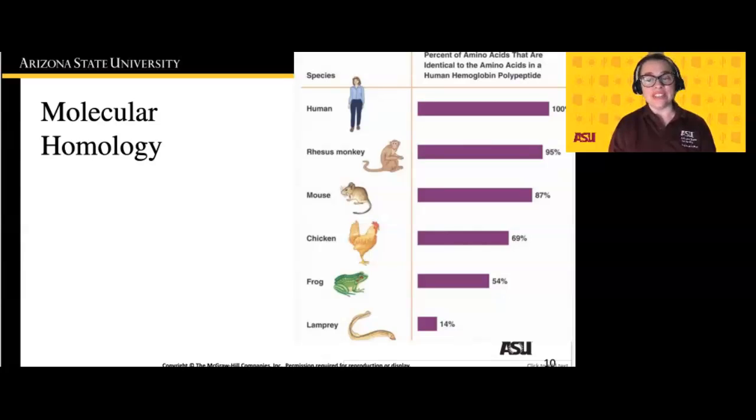The chicken shares 69% of the identical amino acids in the sequence, whereas lampreys, a jawless fish, share 14%. The evolutionary relatedness between humans and rhesus monkeys is much greater than humans and a chicken or humans and a lamprey, although they are all vertebrate animals.